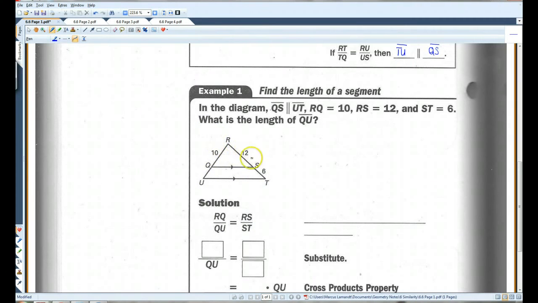RQ is 10, RS is 12, ST is 6. We need to find this. We actually don't even need to label it as X. We could just leave it as QU. So we know from this theorem that RQ over QU, this over this, equals RS over ST, this over this. RQ is 10, RS is 12, ST is 6. And this is the triangle proportionality theorem.